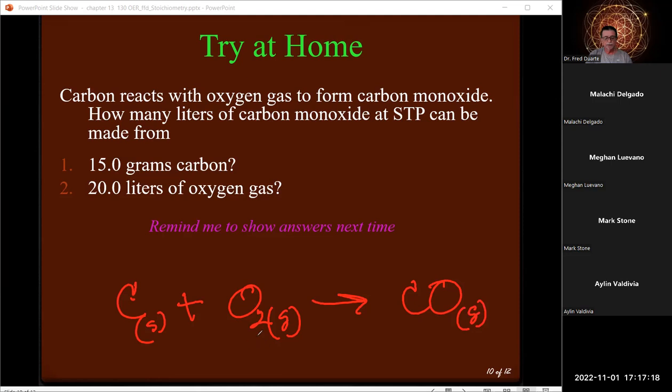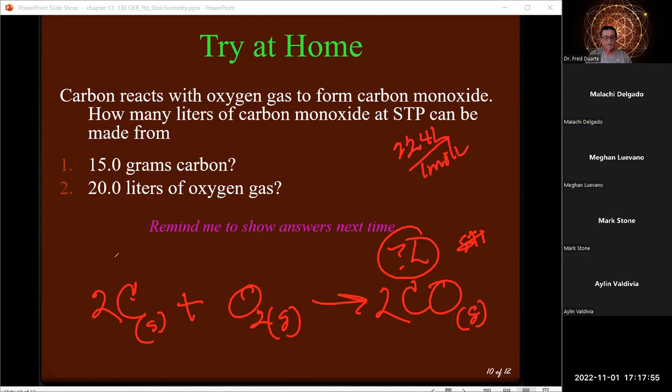All right, so to balance things out, we put a 2 in front of carbon monoxide to balance the oxygen, so it kicks up my carbons. So I just need to put a 2 in front of carbon, and we are balanced. 2 carbons on the left, 2 on the right, 2 oxygens on the left, 2 on the right, we're balanced. Now, the question is, how many liters of carbon monoxide at STP? Being at STP, we can use this relationship per mole.